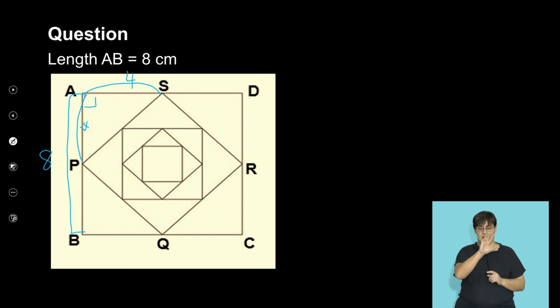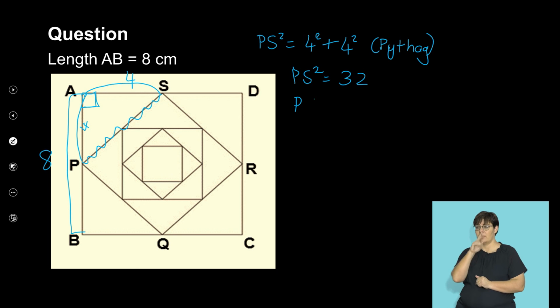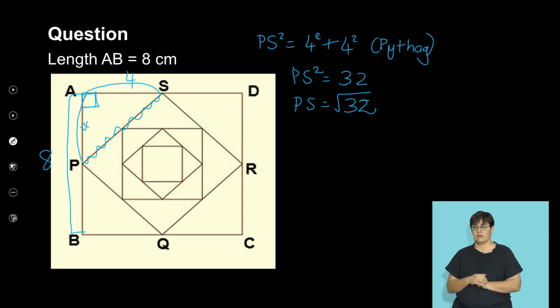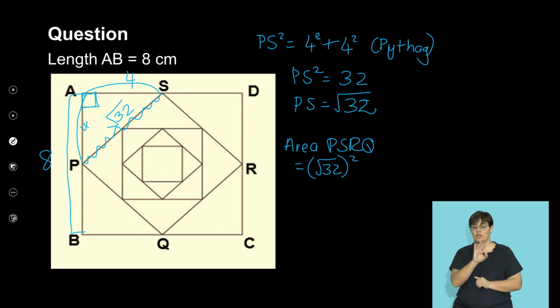Because it is a square, I know that the corners are at right angles to each other. So I can do Pythagoras to find the length of PS, and that will indicate the length of each side of PSRQ. So PS squared will be equal to 4 squared plus 4 squared because of Pythag, which means PS squared will be equal to 32, which means PS is equal to the square root of 32. So this side itself is the square root of 32, but if I'm finding the area of PSRQ, it's going to be the square root of 32 squared, which means it's just going to be 32 centimeters squared itself.